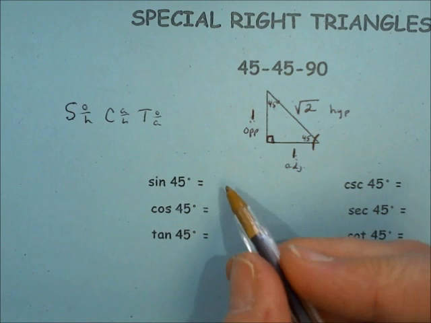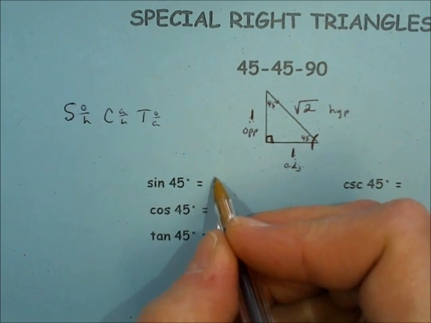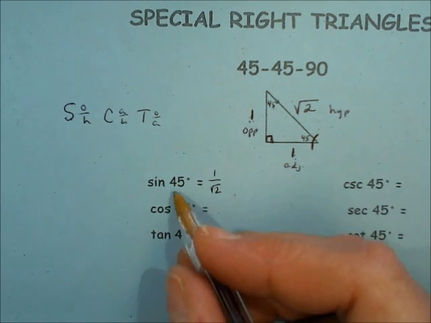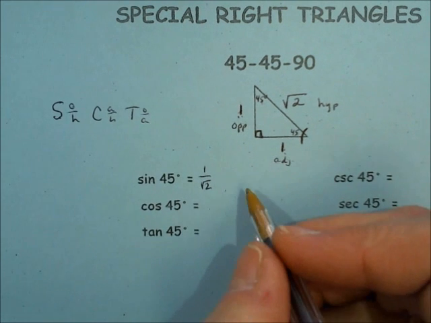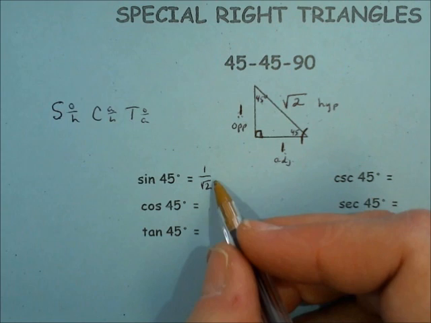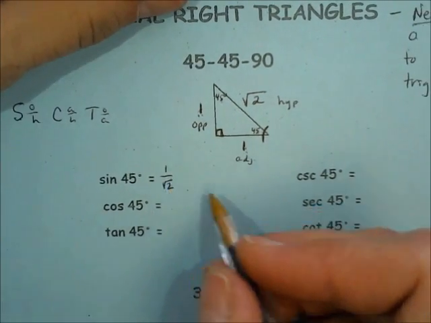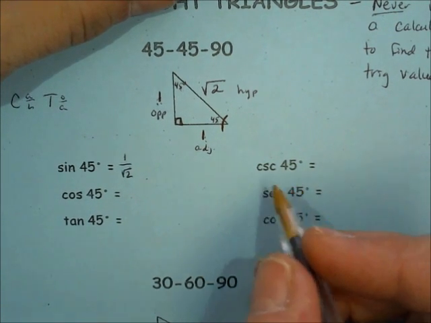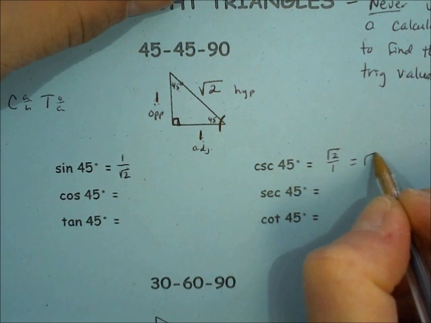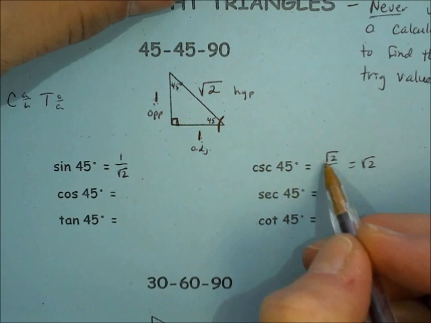If you do SOHCAHTOA on this angle, 45 degrees, opposite over hypotenuse is 1 over the square root of 2. But in a 45-degree angle, we don't leave it like that. We're going to rationalize the denominator like we have before. But before we rationalize it, let's flip it upside down so we can get the cosecant of 45, which is the square root of 2 over 1, which is just the square root of 2. So the cosecant is easy. You don't have to rationalize the denominator.